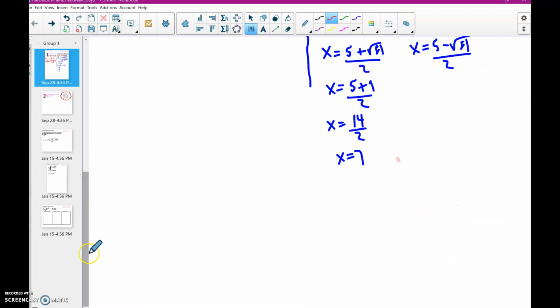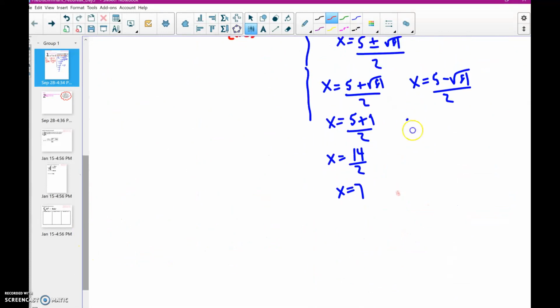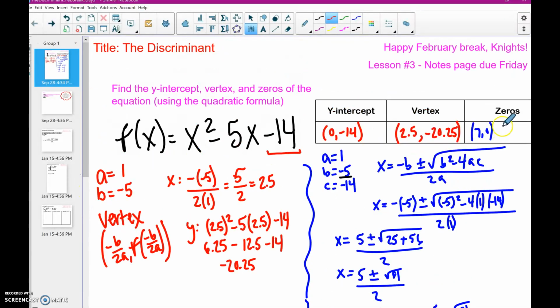And our other side, our negative root, we'll have x is equal to 5 minus 9 over 2. X is equal to negative 4 over 2, and x is equal to negative 2. Perfect. So that's our other x-intercept: negative 2, comma, 0. So go on Desmos, check it out.